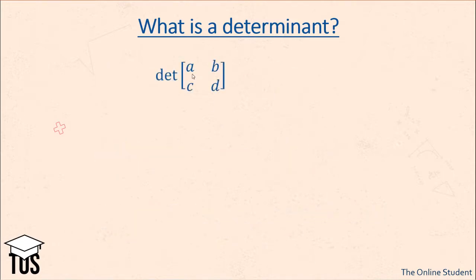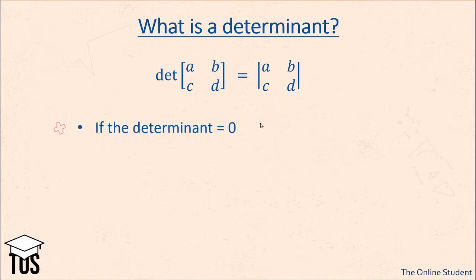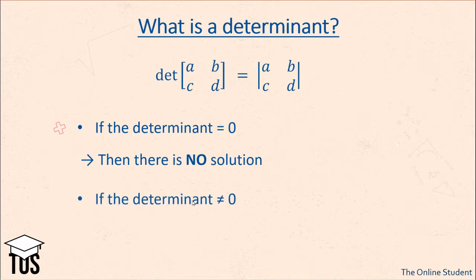The determinant of this matrix ABCD can be denoted like this, with straight lines instead of these parentheses. If the determinant is equal to 0, then there is no solution to the system. However, if the determinant is not equal to 0, then there is one solution to the system.